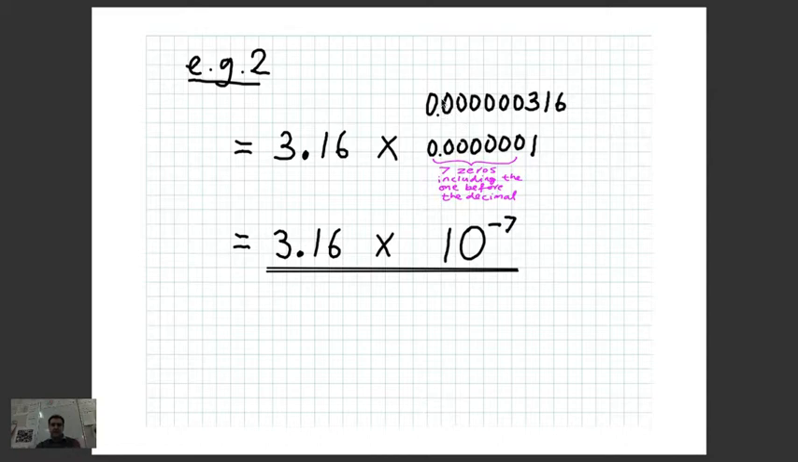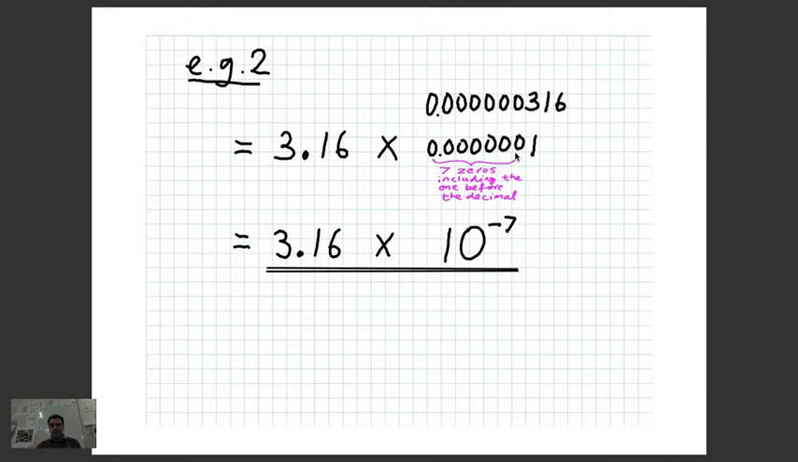Okay, so the number I started with equals 3.16 times 0.0000001, and that number has 7 zeros in it, including the one before the decimal. So another way of writing that, as we saw earlier in the MYP program, is 3.16 times 10 to the power of minus 7.